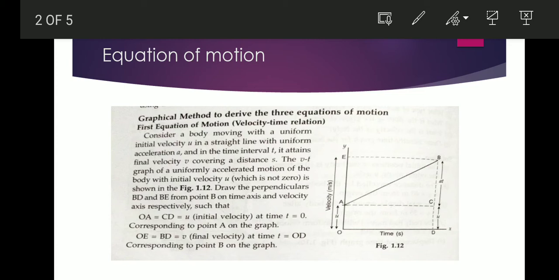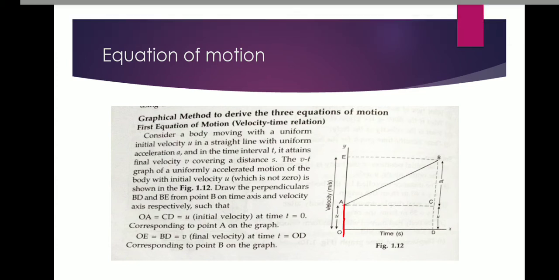This horizontal line is x-axis, that is time, and the vertical line is y-axis, that is velocity. And then this velocity and time start from origin O. Okay, then initial velocity u is OA. This OA is called initial velocity.